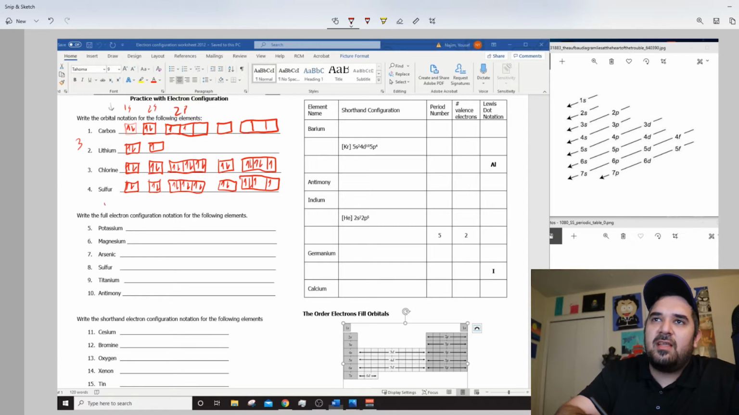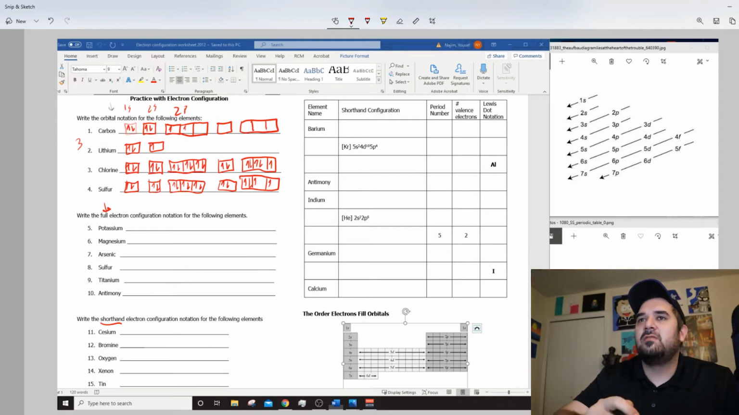Next section, it asks us for the full electron notation, which means we're not doing shorthand. It's going to be the entire electron notation. So let's go ahead and get potassium. Potassium is going to be K. K is right here. And I'm going to show y'all 2 ways of doing this.